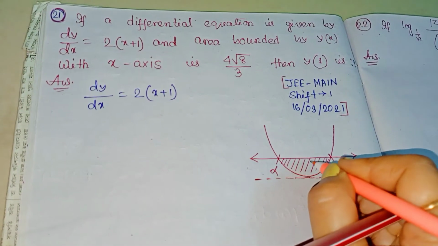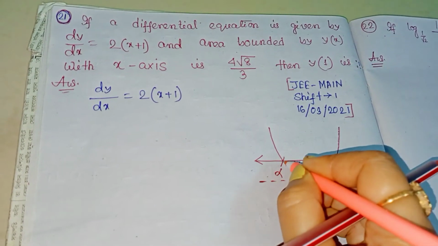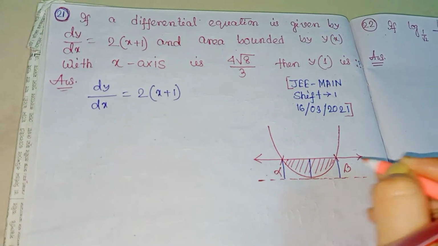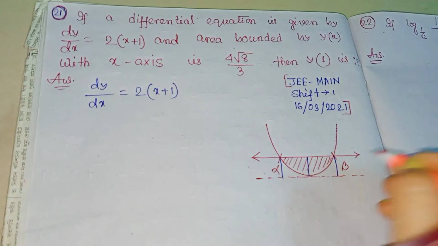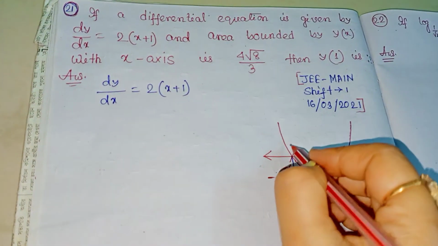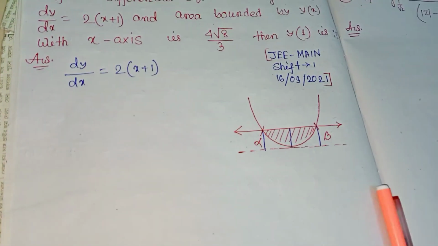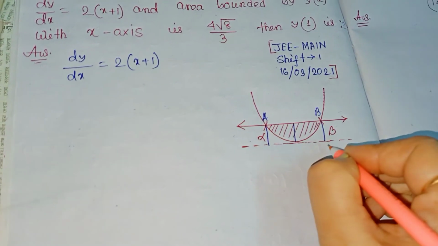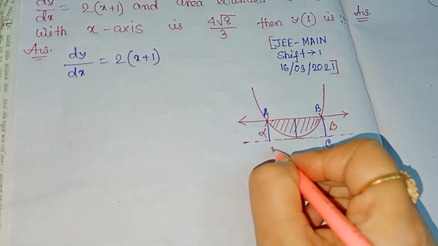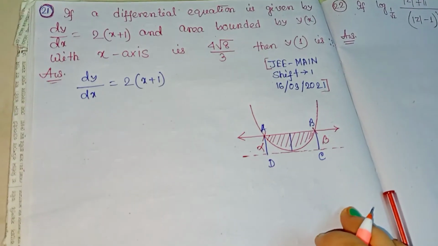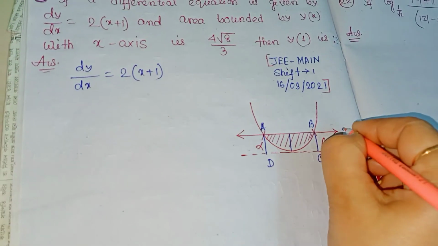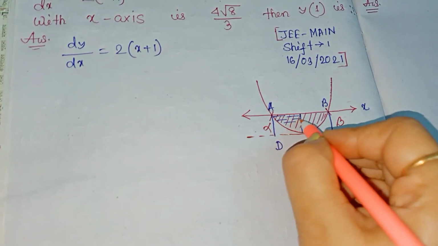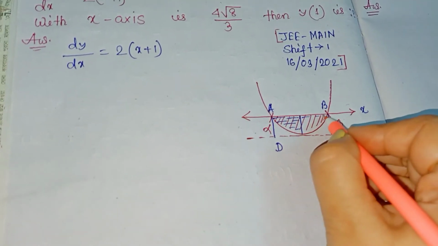So now we just join the line, and here the points are A, B, C and D. So this makes a rectangle. So this one is the x axis. So this area we should calculate. This is the required area.